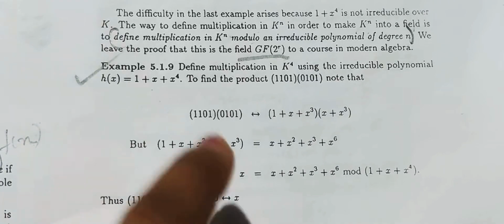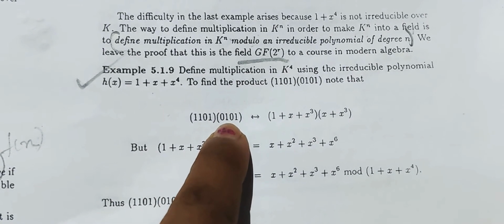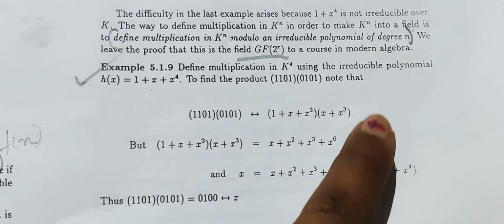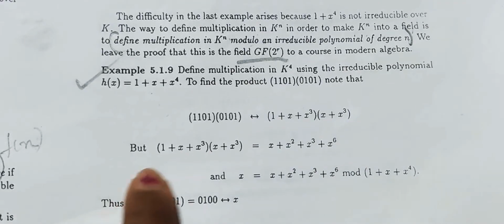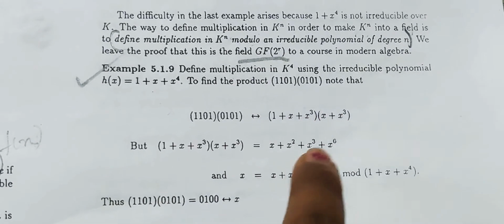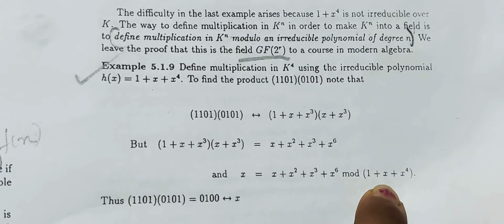what is 0 1 0 1? The first one is 0, so 1 is absent. The second one is x, and the x square term is not here. And x cube. So it's x plus x cube. So the product we get is x plus x square plus x cube plus x raised to 6. This polynomial we have to take under modulo 1 plus x plus x raised to 4.